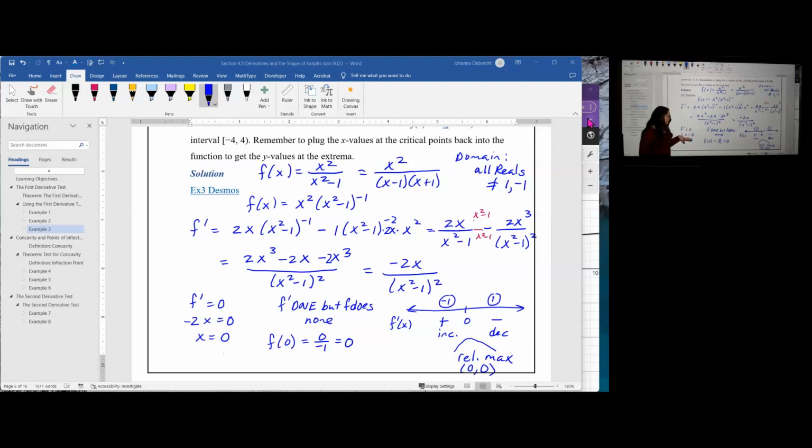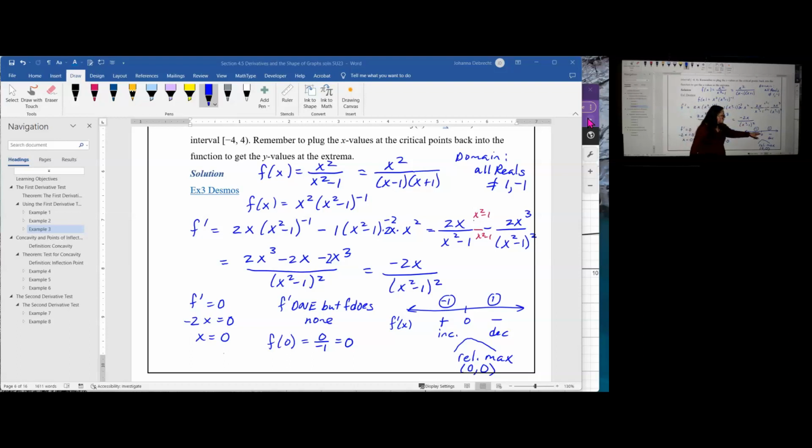The first derivative equals 0 when the numerator equals 0, which is at x equals 0. The denominator will cause the first derivative not to exist, but it only does that at the values of 1 and -1, which are not in my domain. So they are not critical points.